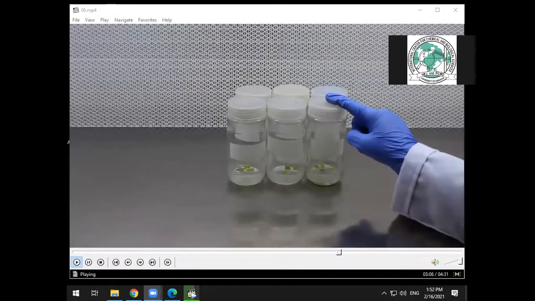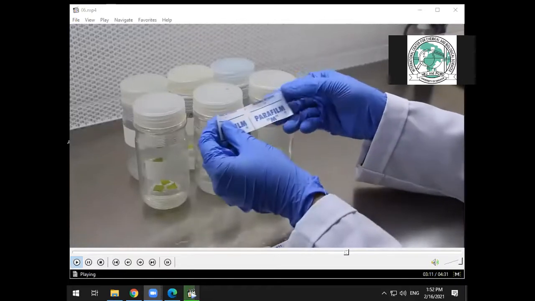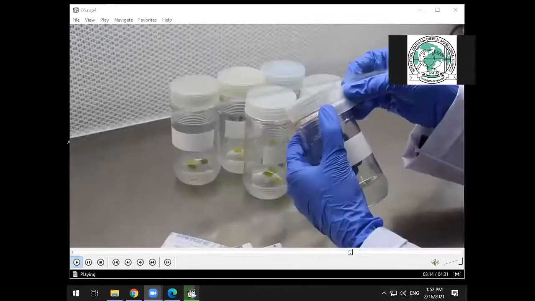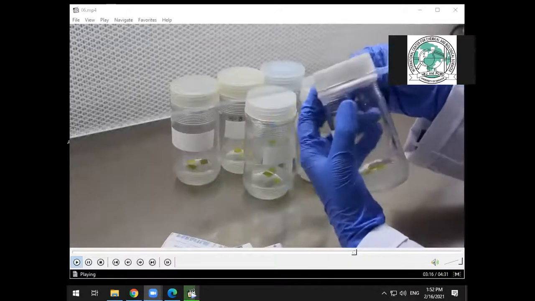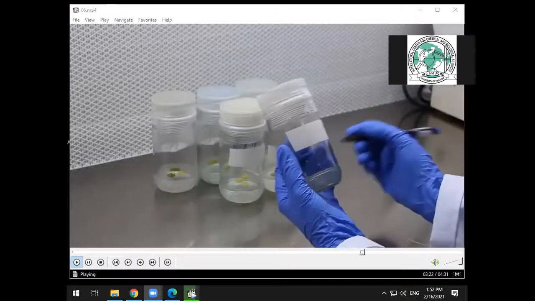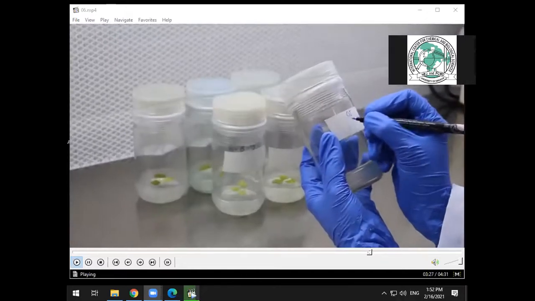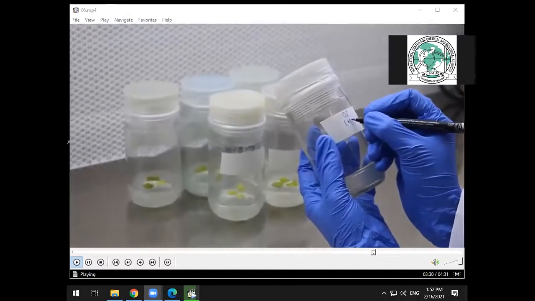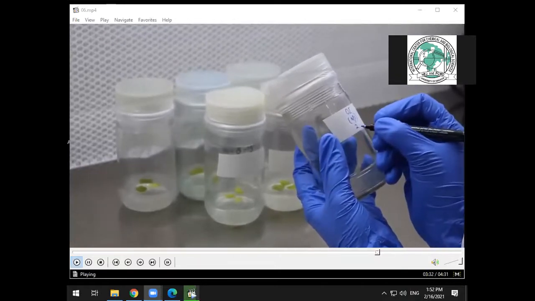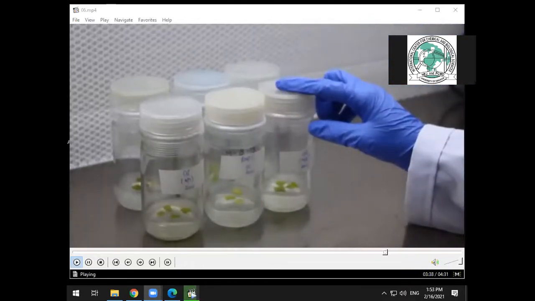Cover the jars and wrap them with parafilm. Parafilm will stretch to seal the jar to avoid any kind of contamination. Label the jar properly with the type of plant, type of media, and date. These jars are now ready to shift into the growth room under controlled condition.